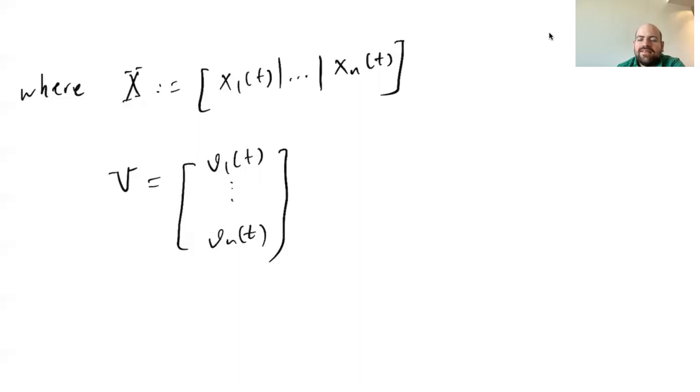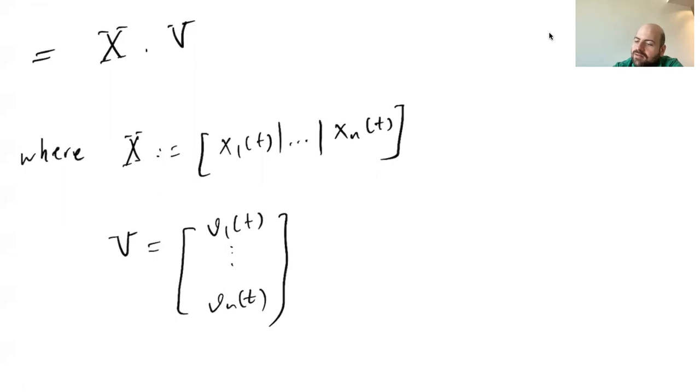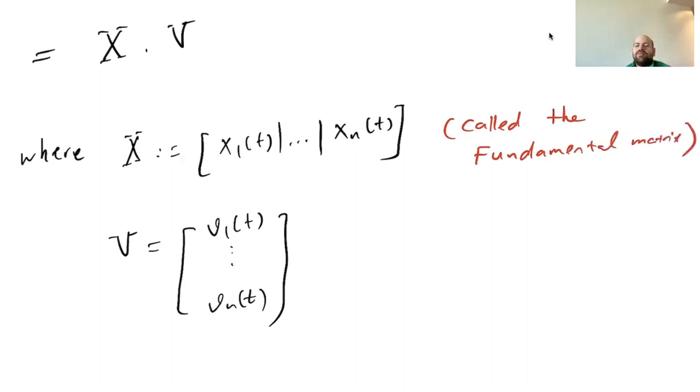Now this matrix X here is called the fundamental matrix of our system of ODE. So what is the fundamental matrix? The fundamental matrix is the matrix whose columns are the linearly independent solutions of the homogeneous system x prime equals Ax.